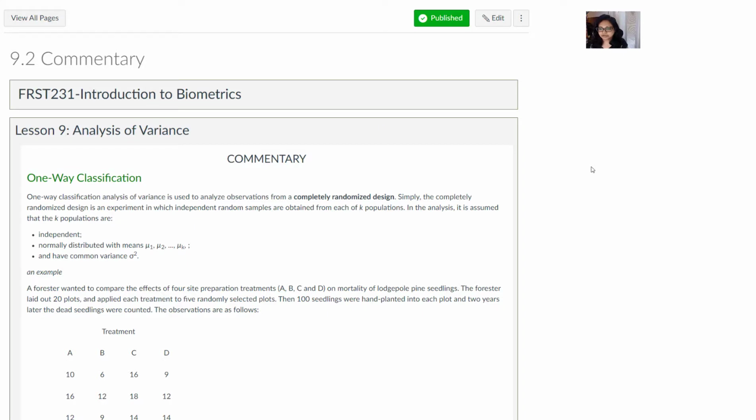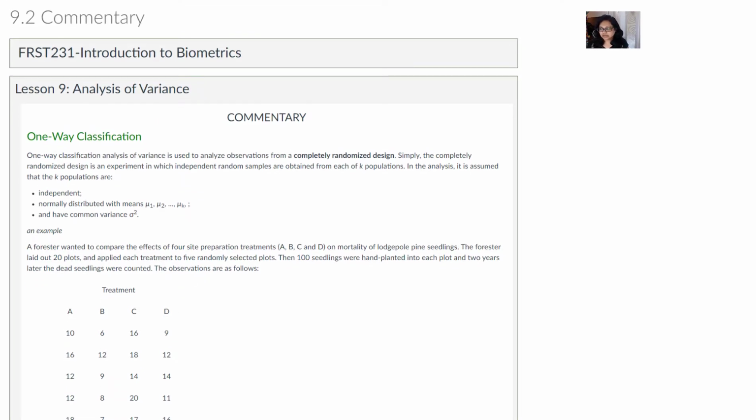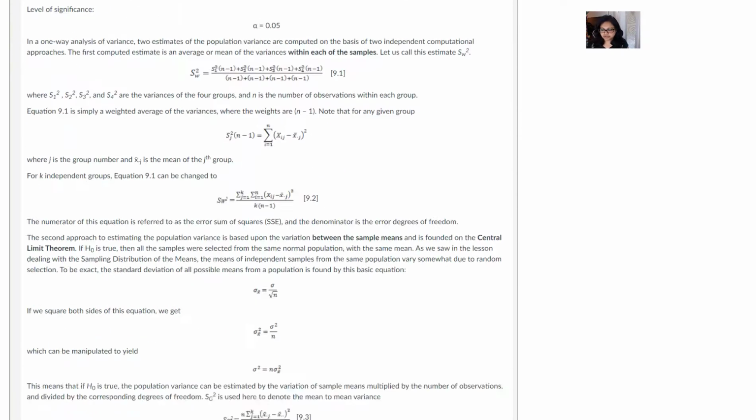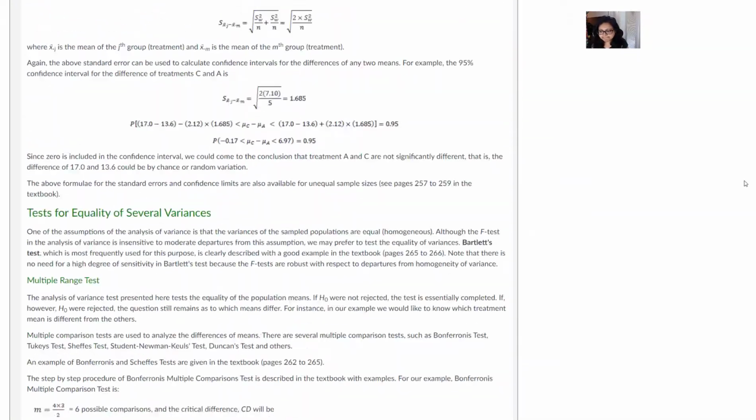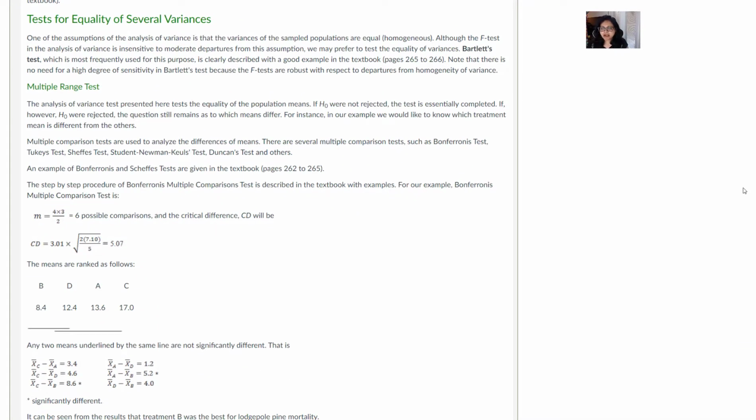Hello everyone, so this is the second part of the analysis of variance. So over here, what I would like to show you is how we can perform a test for equality of several variances. So we have multiple groups, that means multiple populations. I would like to see whether they are actually homogeneous.